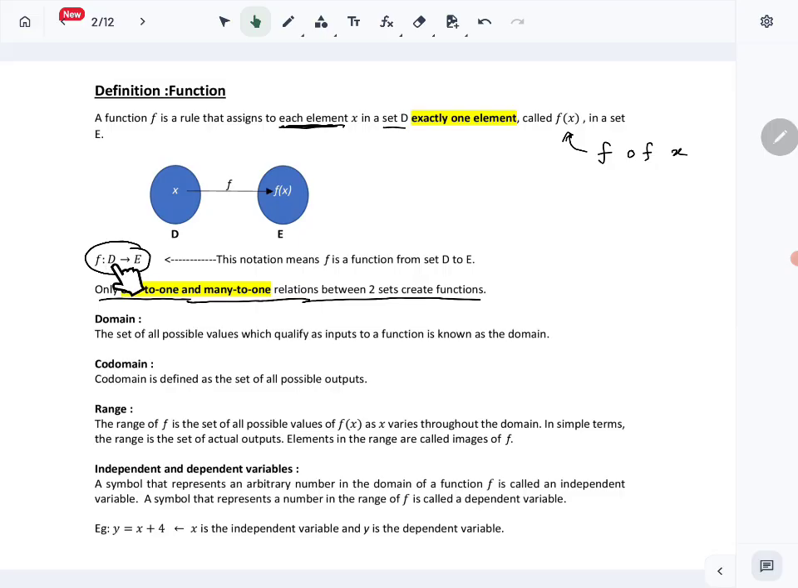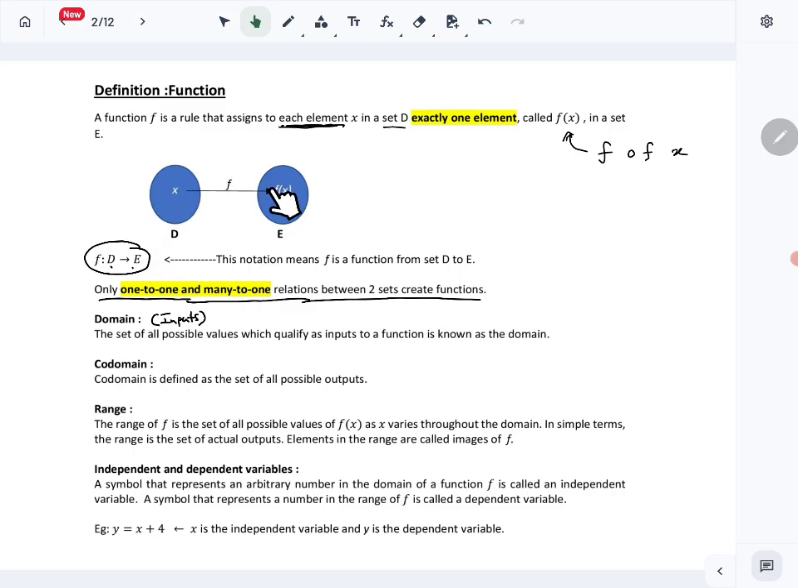F is defined as a function from set D into set E, right? Now we will define some terms relating to functions. Domain. Domain is the set D. It can be thought of as inputs, okay? Think of it as the input. So the set of all possible values which qualify as inputs to a function is known as what? The domain. So x is the inputs.